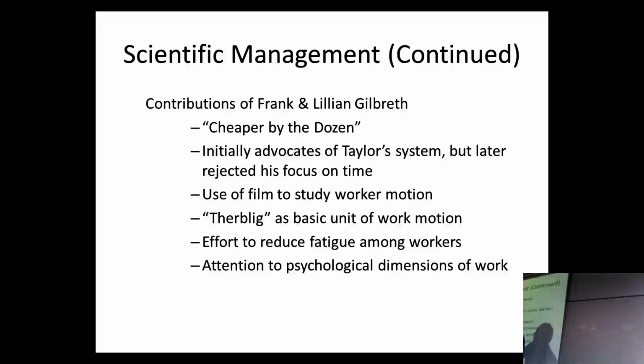Now, this was actually followed by Frank and Lillian Gilbreth. Actually, I think Lillian has a second family name, so you may find other work from her as well under a different name. So they both actually built on scientific management and criticized it. And there were a few good reasons why they criticized it.